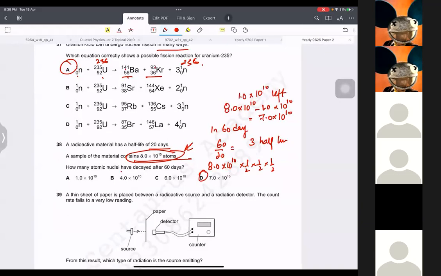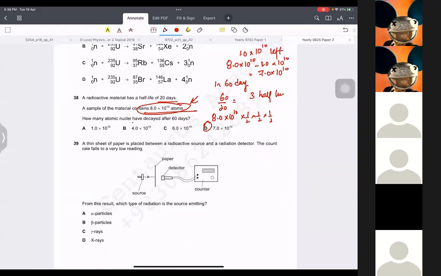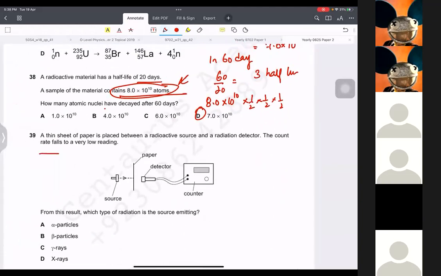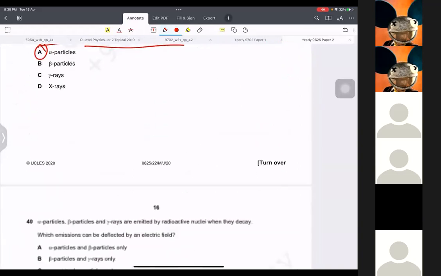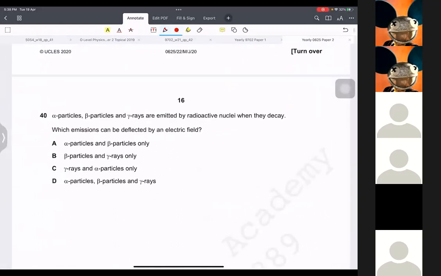Okay. A thin sheet of paper is placed between a radioactive source and a radiation detector. The count falls to a very low reading. From this result, which type of radiation is the source? Sir, A. Alpha particles, yes, because they can be stopped by paper. That is correct. Alpha particles, beta particles, and gamma rays are emitted by radioactive nuclei when they decay. Which emissions can be deflected by an electric field? Sir, A. Only alpha. Yes. Gamma cannot be deflected. They are not charged.